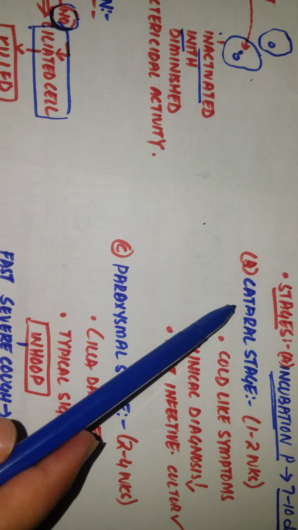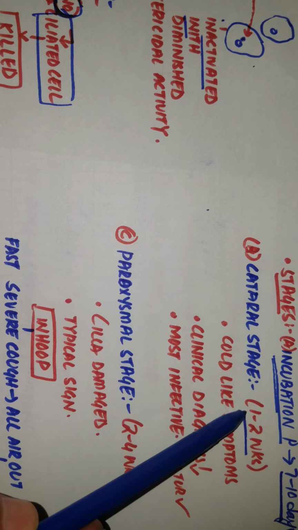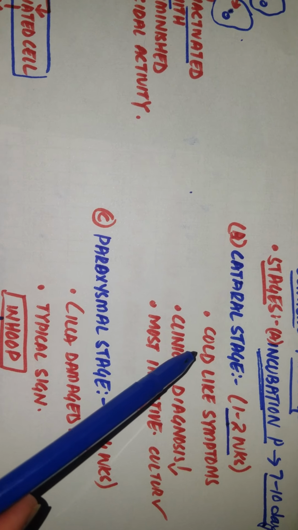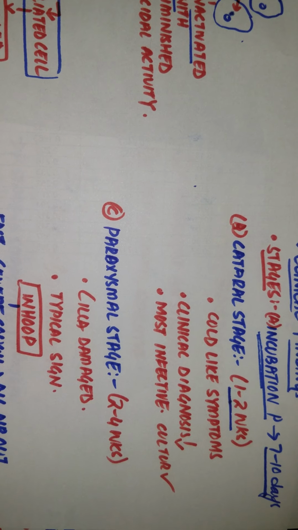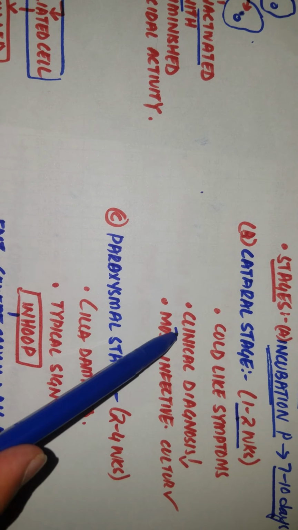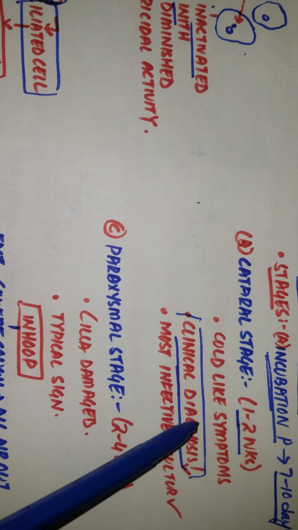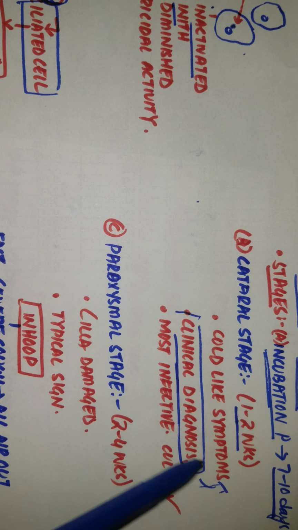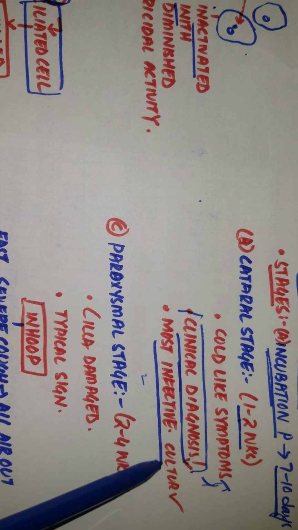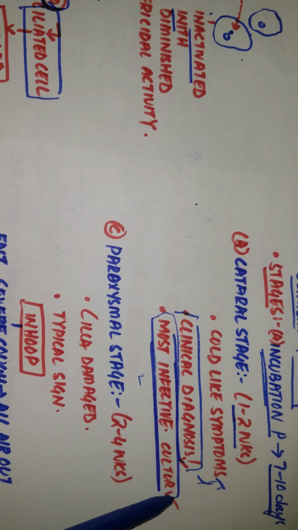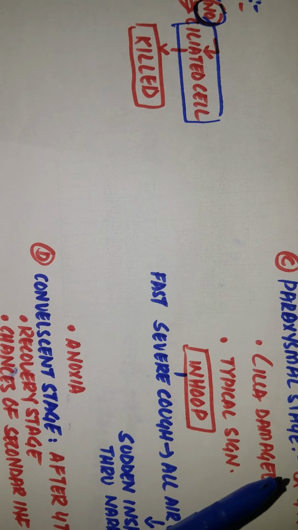The second stage is the catarrhal stage. It is from 1 to 2 weeks, and in this stage cold-like symptoms appear. The patient feels that he has a cold. Clinical diagnosis cannot be done at this stage because the symptoms appear like those of a cold, but laboratory diagnosis may be done most effectively at this stage because the organism grows mostly in this stage and culture can be done.